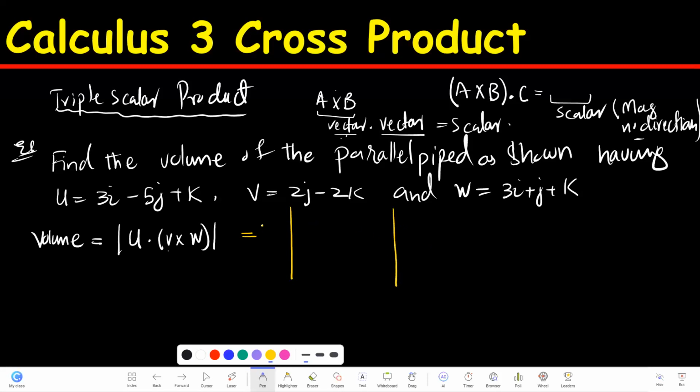Since we're starting with u, it's going to be u1, u2, u3, then v1, v2.